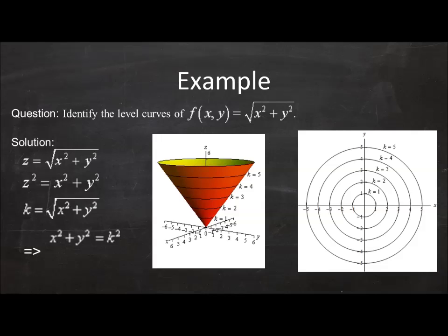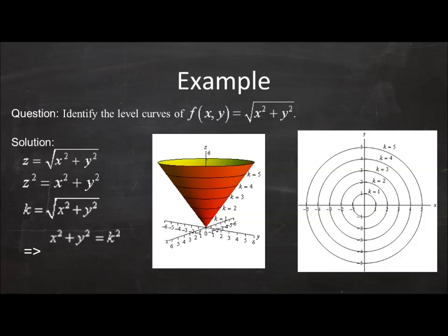Identify the level curves of f of x, y equals the square root of x squared plus y squared. Here is how we do it. First we set z equals the square root of x squared plus y squared. When we square both sides, we'll get z squared equals x squared plus y squared.